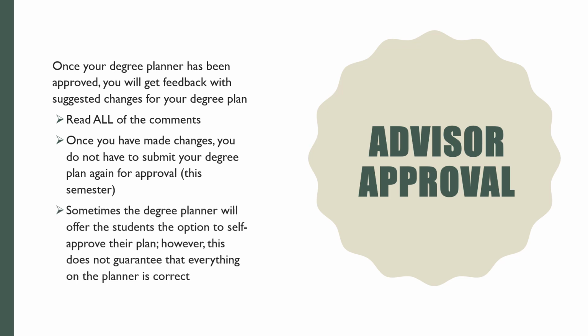If you've done a really good job with filling out the planner, sometimes the degree planner will let you have the chance to self-approve. This is a great option because it means that the hold gets removed immediately for your account. It doesn't have to go to an advisor for review. But as mentioned earlier, sometimes the planner doesn't put courses in the right spot. So even if you get the option to self-approve, it's still a really good idea to make sure that you visit with your academic advisor just to make sure that everything is on track.